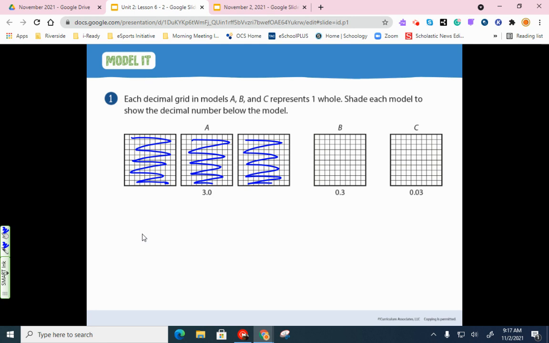Under B, it shows 3/10. And we remember that tenths is one of these long ones. So we're gonna fill in 3 of those. So 3/10 of this whole has been covered up. And this is 3/100, and that just means I've got to fill in 3 of those cubes.